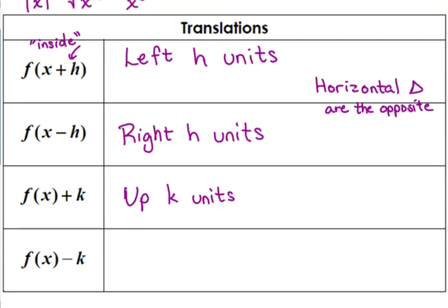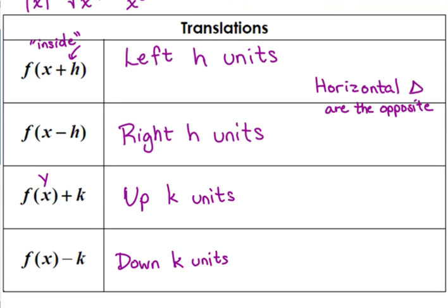Also think of it this way. F of x is just a fancy way of saying what? Y. Okay, so if you ignore the f of x for a second, it's saying take your y and you're adding k to it. So you're taking all your y values and you're adding k units to them. So that's what causes that function to go up that many units. And of course, minus is down k units.